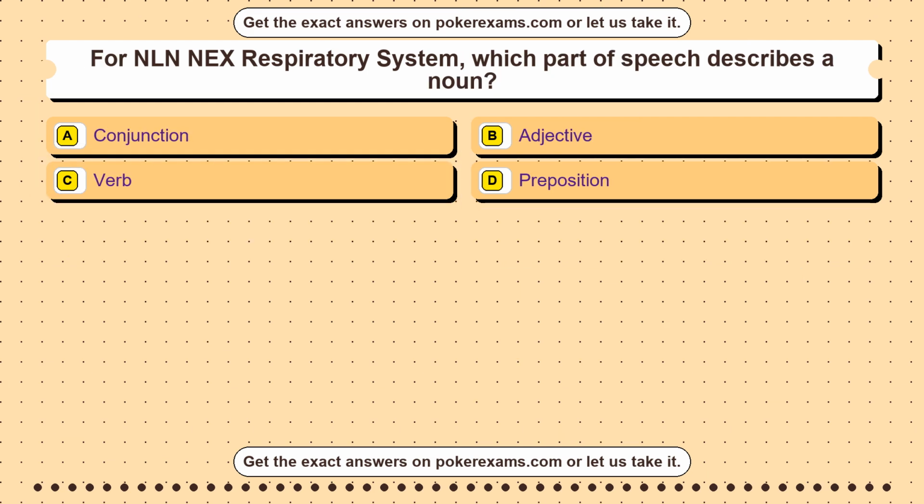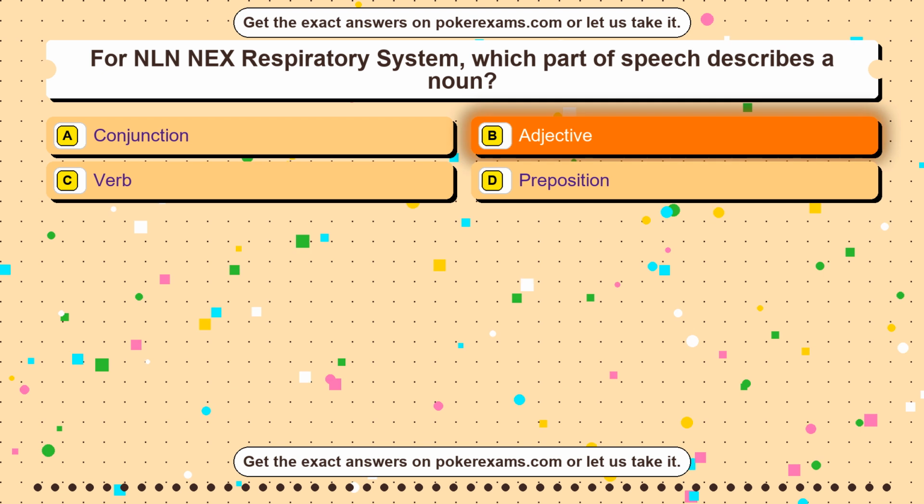Question 32. For GED reading comprehension practice, which writing choice improves clarity? Option A, ignore the prompt. Option B, use precise evidence. Option C, add unrelated facts. Option D, repeat the same sentence. The correct answer is option B.